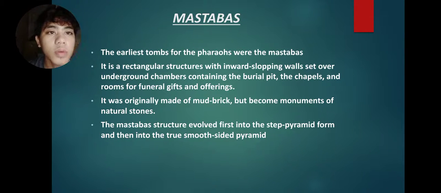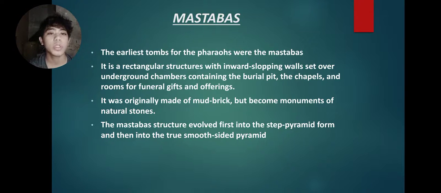Mastabas, the earliest tombs of the Pharaohs were the mastabas. These rectangular structures with inward sloping walls set over underground chambers containing the burial pit, the chapels, and rooms for funeral gifts and offerings. It was originally made of mud brick but became monuments of natural stone. So ang mastabas ay originally made of mud brick but became monuments of natural stones.